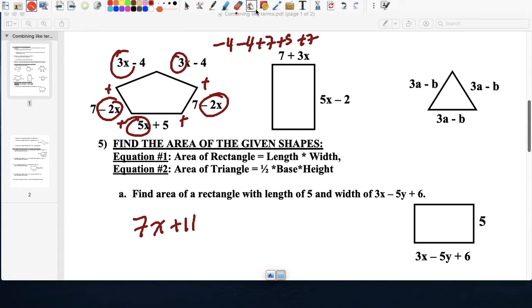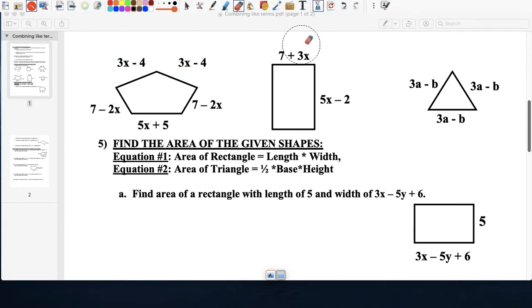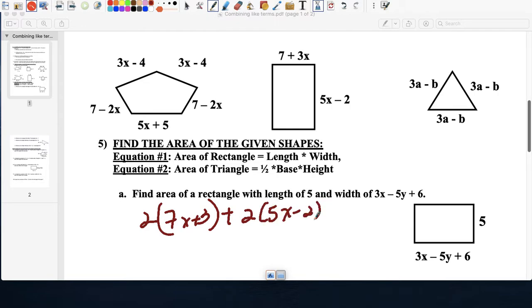Okay. All right, I won't be lazy anymore. I'll actually write the whole thing. So again, the rectangle, 7x plus 3. You can multiply by 2 and then plus 2 times 5x minus 2, right? Or you can do 7x plus 3 plus 7x plus 3 plus 5x minus 2 plus 5x minus 2. It's up to you. 14x plus 6 plus 10x minus 4.